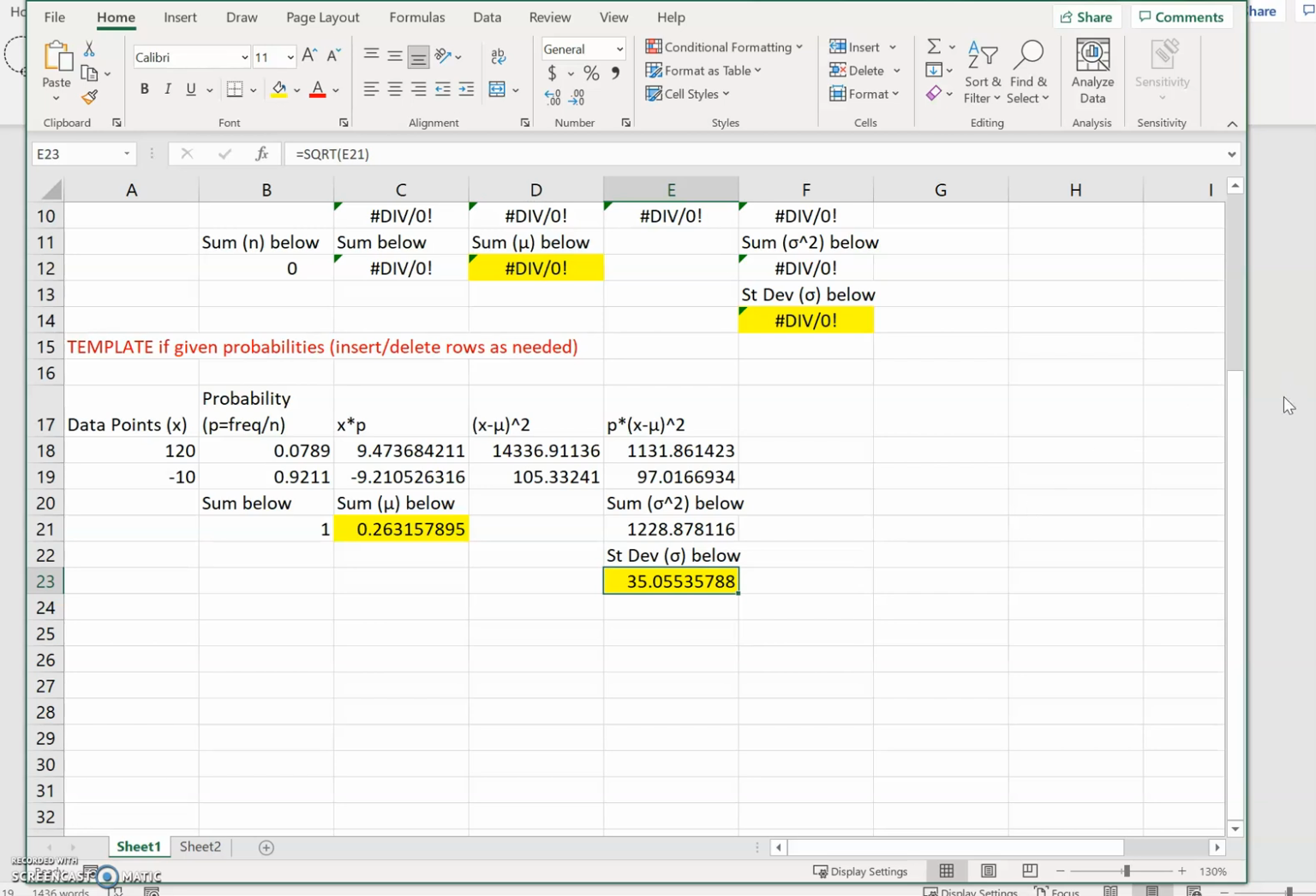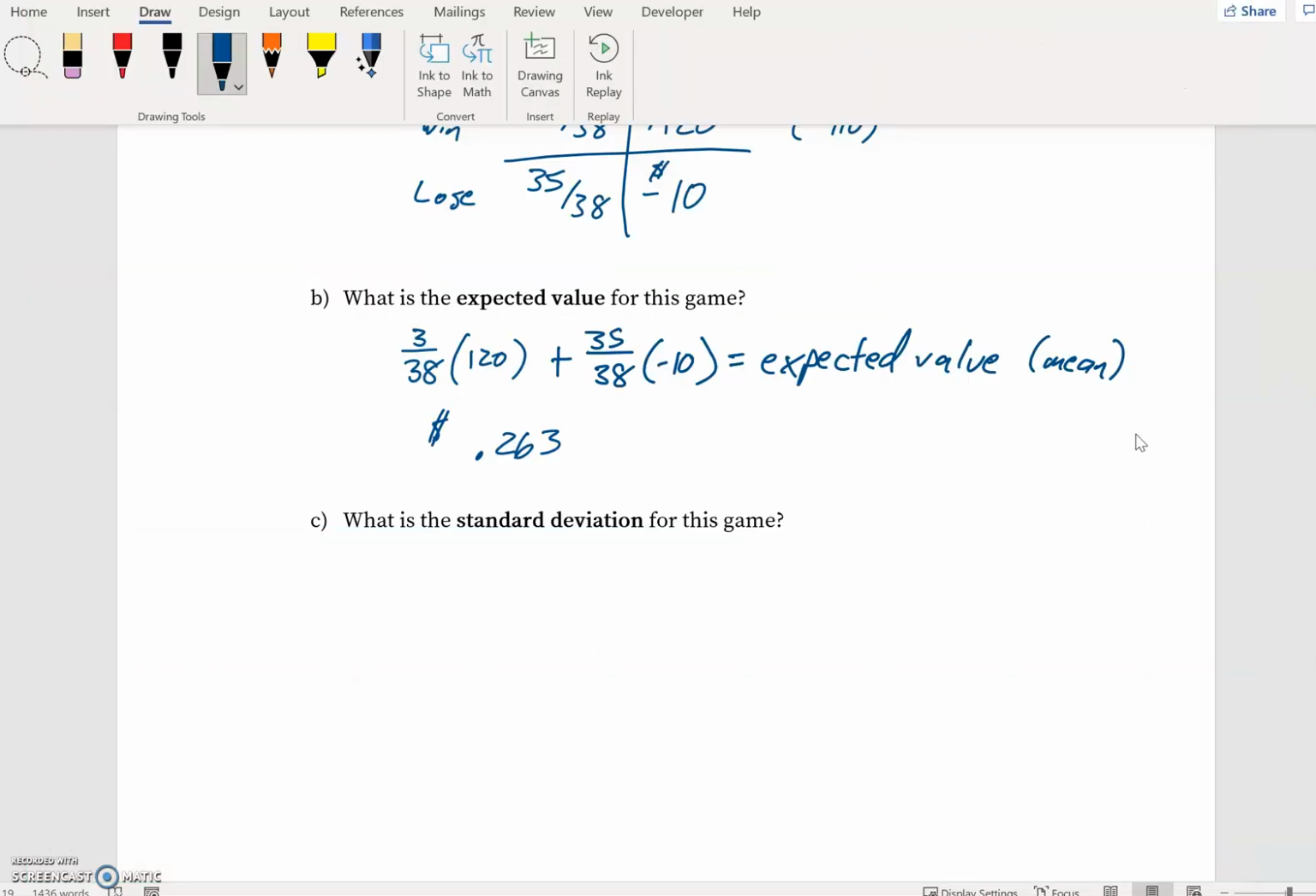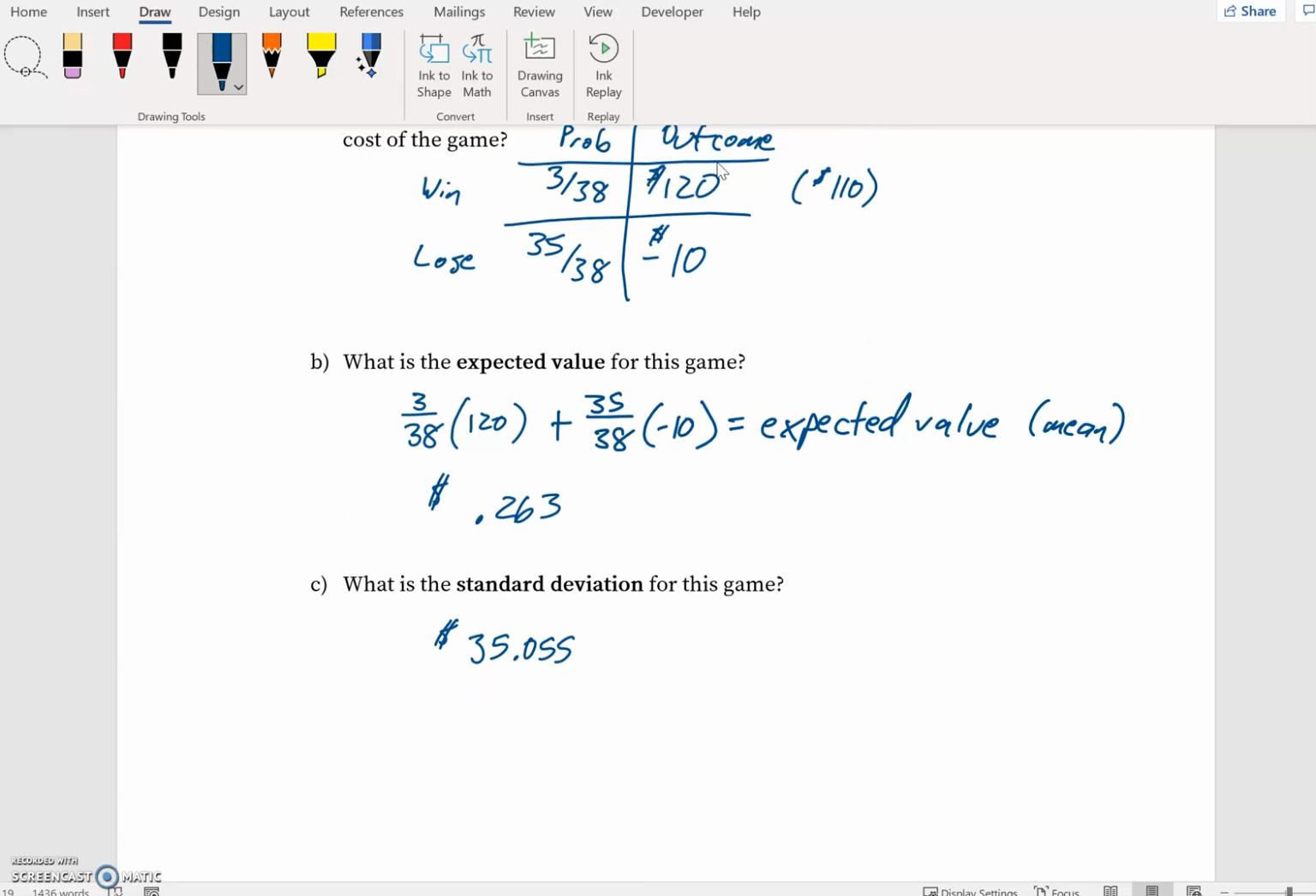So we've got 35.055. And standard deviation actually is also measured in dollars, same way that the expected value or the mean is measured. So we expect, in this case, again, let's just assume we're talking about actually winning $120 with our $10 coming back. We expect to win a little bit over 26 cents, but there is a huge standard deviation, so sometimes I'm going to lose everything and sometimes I'll win quite a bit.